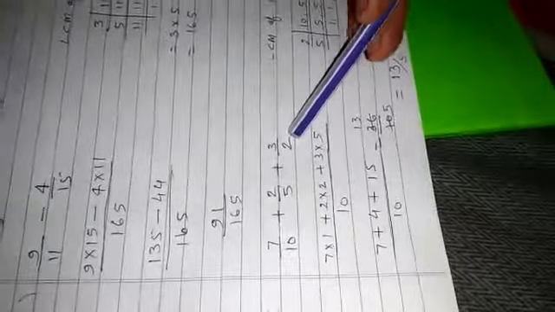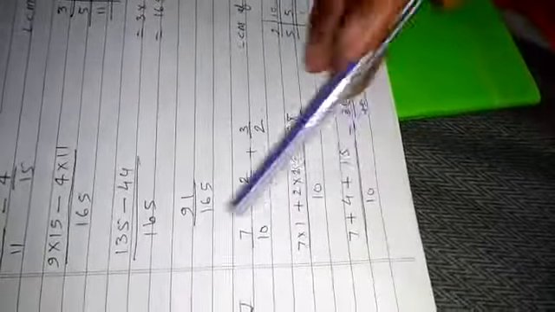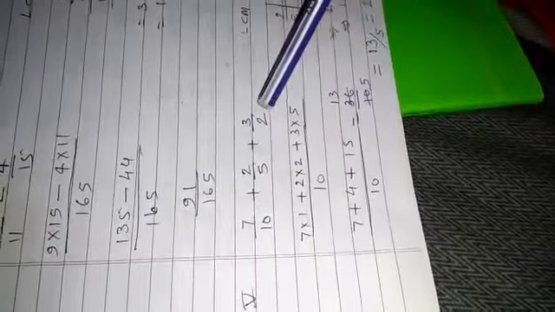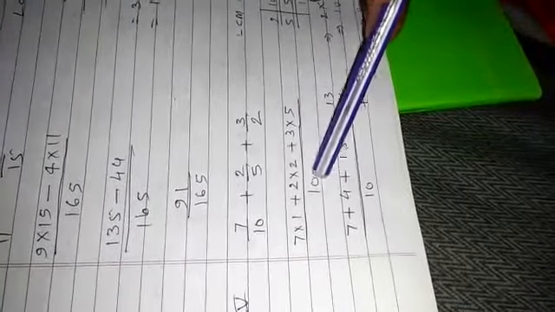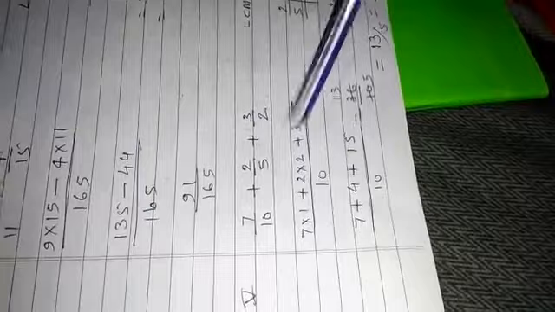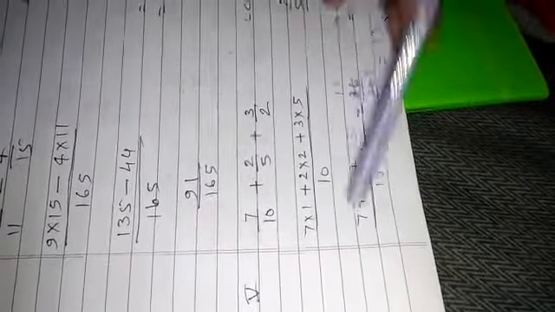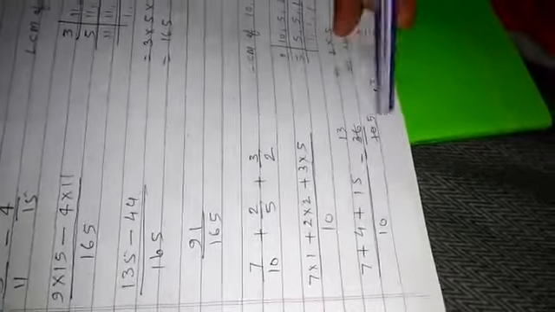Next, 7 by 10 plus 2 by 5 plus 3 by 2. LCM of 10, 5 and 2 is 10. Same process. 10 by 10 is 1, 1 seven is 7. 5 twos are 10, 2 tens are 20, so 2 twos are 4. And 2 fives are 10, 5 tens are 10, 5 threes are 15. So 7, 4 and 15. Sum is 36 by 10.